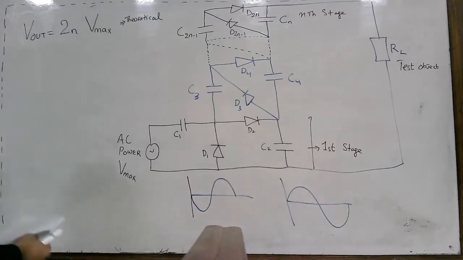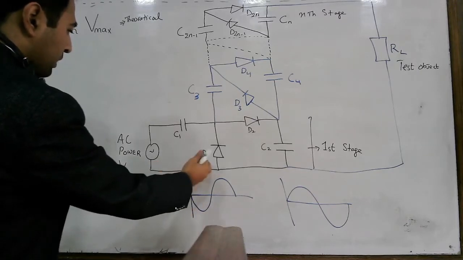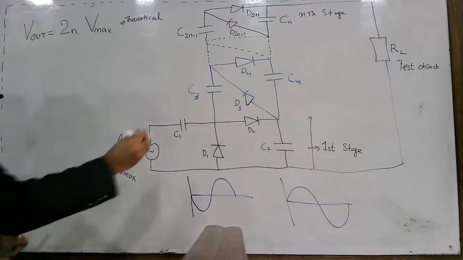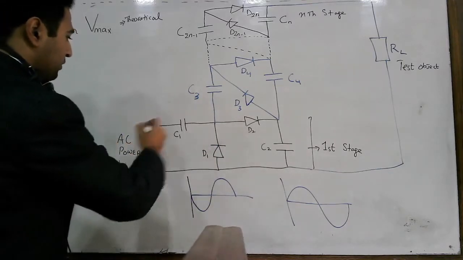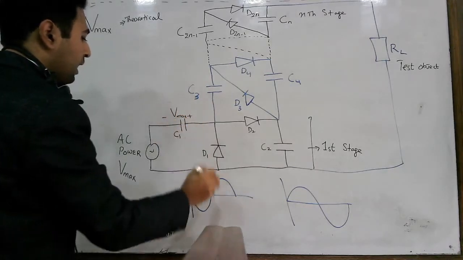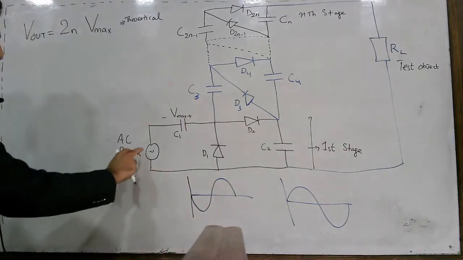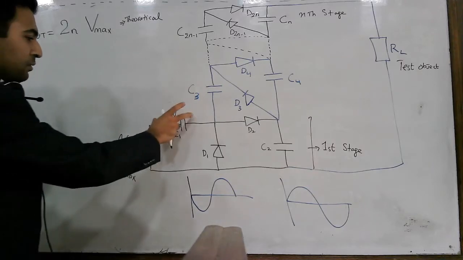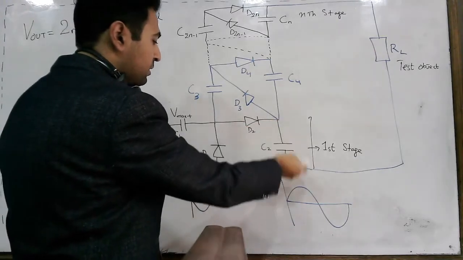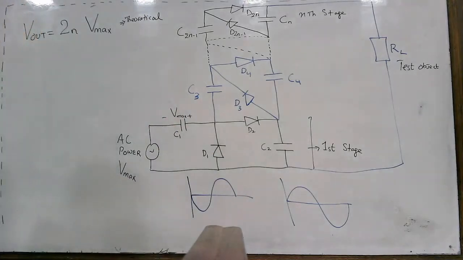You can see here, first when there is a negative half cycle, the diode D1 conducts and the capacitor C1 charges to the maximum value of this input voltage, which is V max. And upon the next positive half cycle, the voltage here and this voltage add up and the diode D2 conducts and the capacitor C2 gets twice the charge of the input voltage.